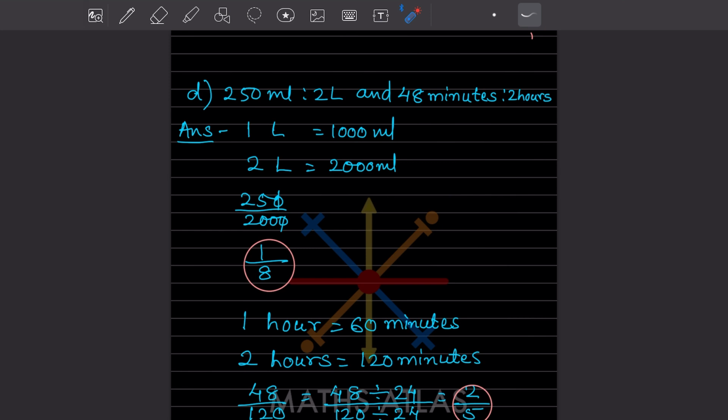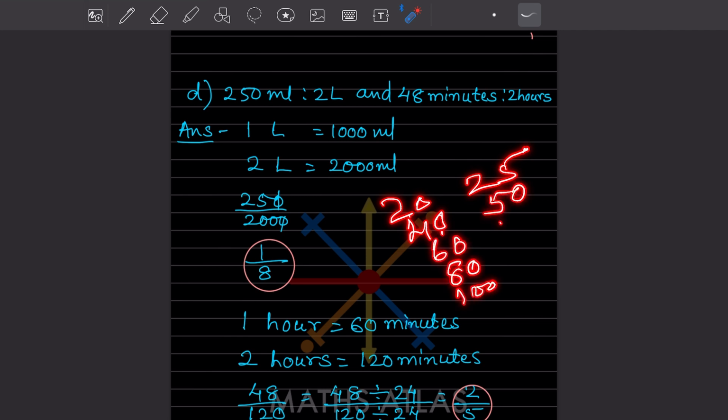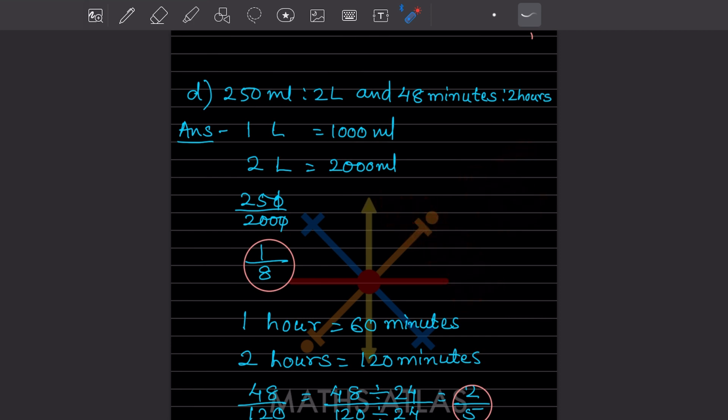See, that reminded me that you should always learn the table of 20 and 25, because in many places you will get these and it will make the calculation easy. And if you know the 2 times table, you know how to do the 21. And this also is very easy, 20. So you should always learn the 20 and 25 tables. Now, so this is 1 by 8.